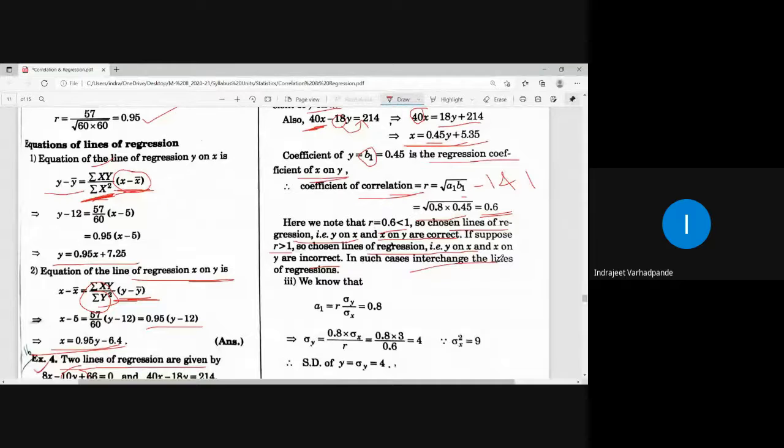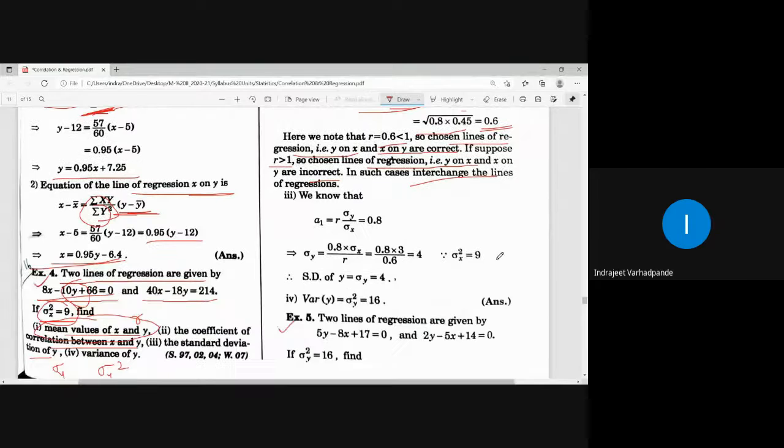The first line, which contains the greater coefficient of y, is y on x, and the second line, in which the coefficient of x is greater, is the regression line x on y. Correspondingly, after getting the regression coefficients a1 and b1, we have obtained the coefficient of correlation. Now the second quantity is also obtained, wherein we had to calculate the coefficient of correlation. Third is the standard deviation and variance for y.